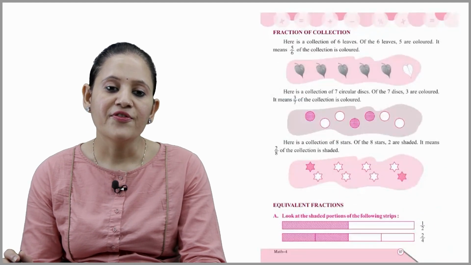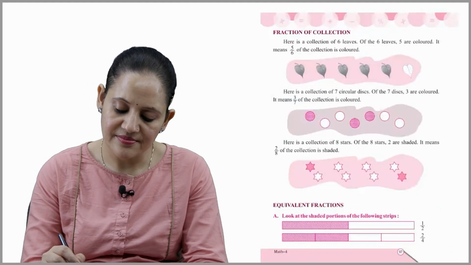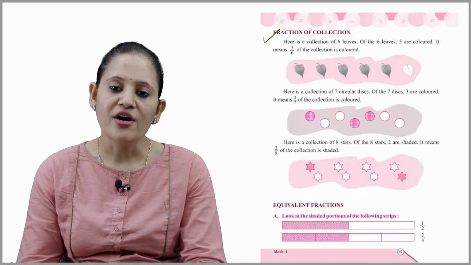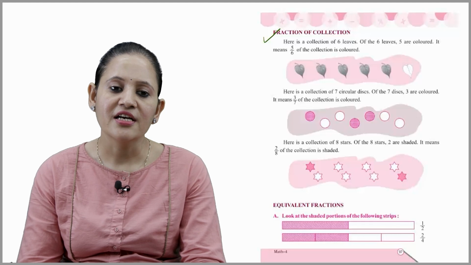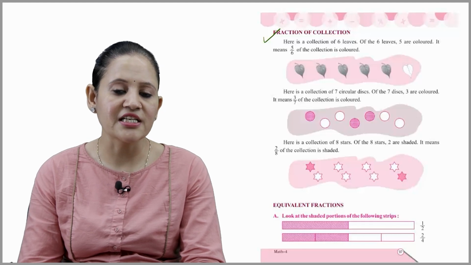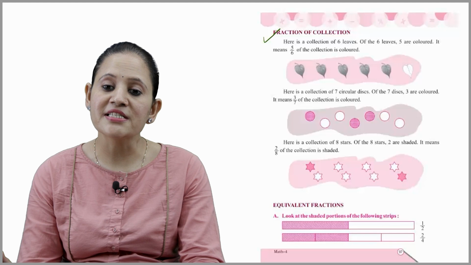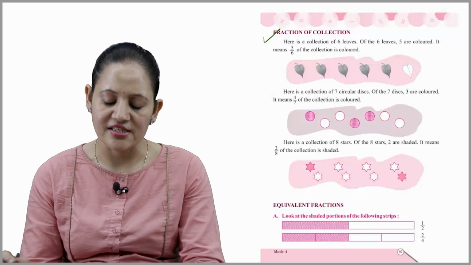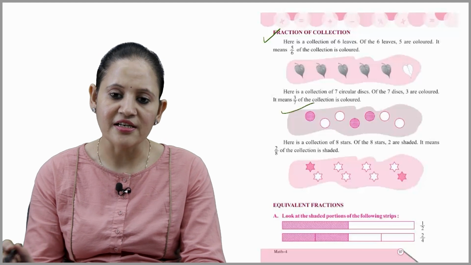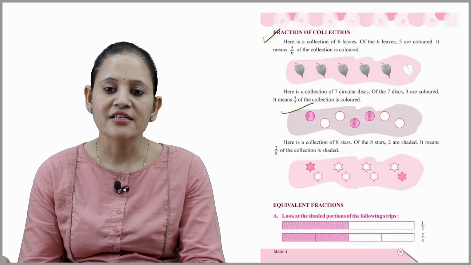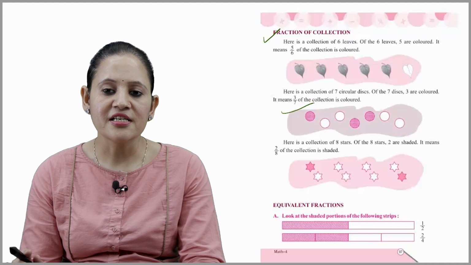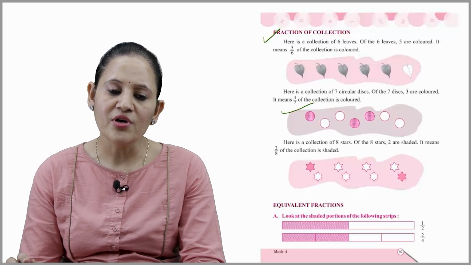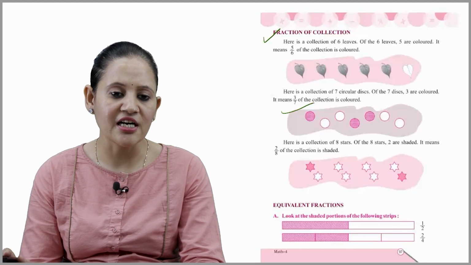Next is fractions of a collection. Here is a collection of 6 leaves. Of 6 leaves, 5 are colored. It means 5/6 of the collection is colored and 1/6 is not colored. Here is the collection of 7 circular discs. Total 7 circular discs का collection है. Out of that 7 discs, 3 are colored. Total 7 में से 3 colored हैं. So it means 3/7 of the collection is colored.